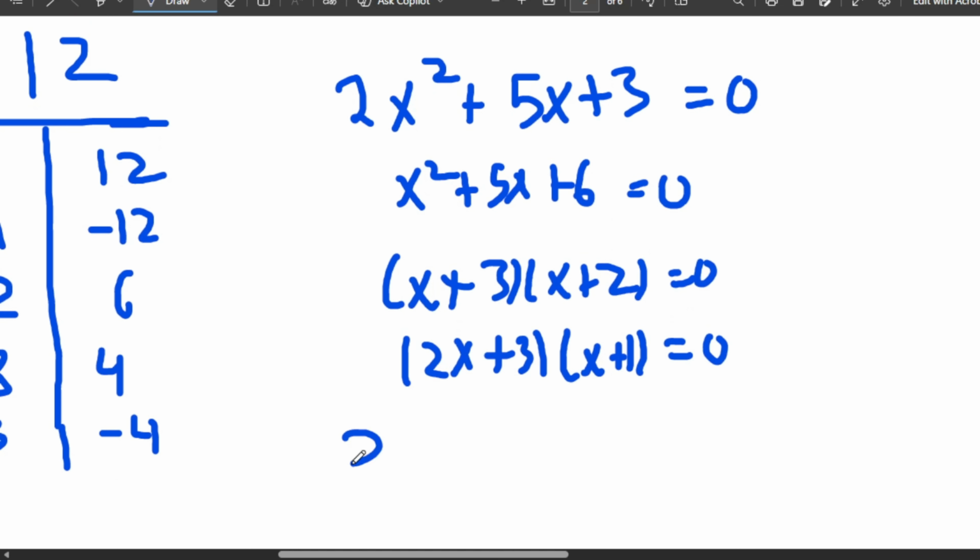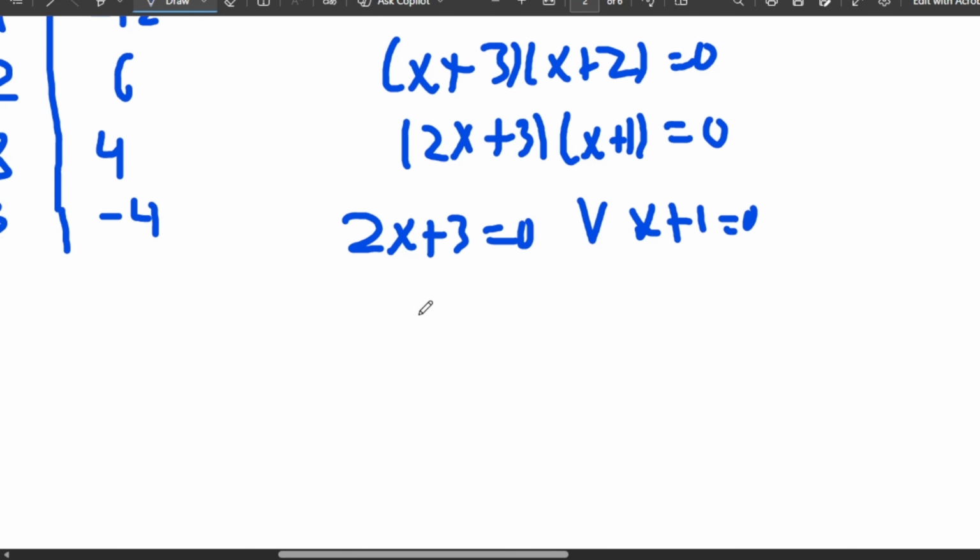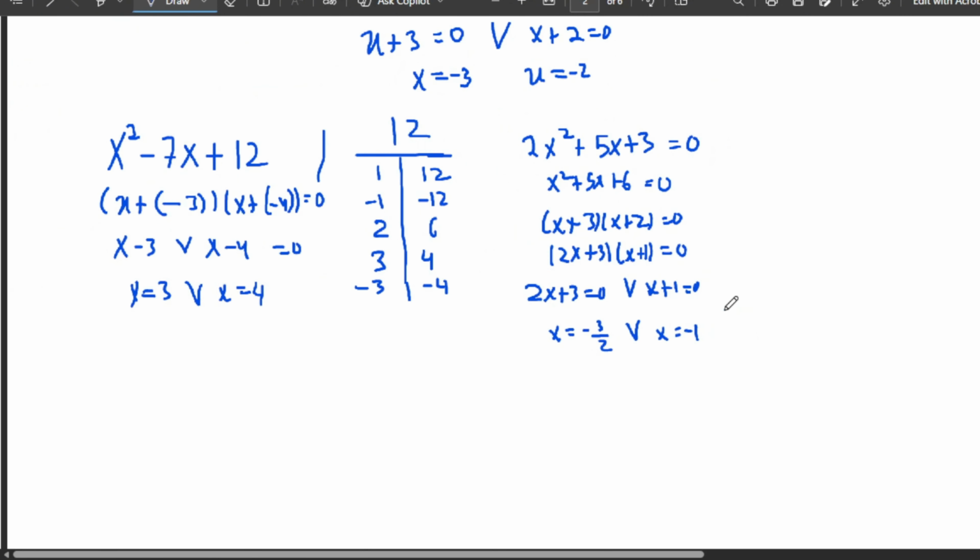Then we set both of them equal to 0. Thus we have x would be negative 3 over 2, or x would be negative 1. Nice. Okay.